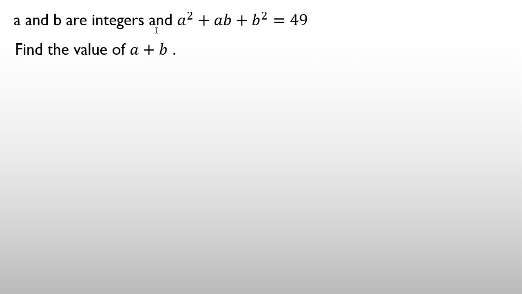A and b are integers, and a squared plus ab plus b squared equals 49. Find the value of a plus b. Okay, when we see that the degree is 2, not degree 3, we can use the quadratic formula.